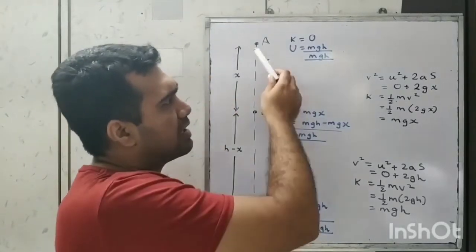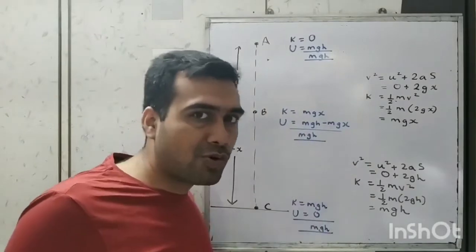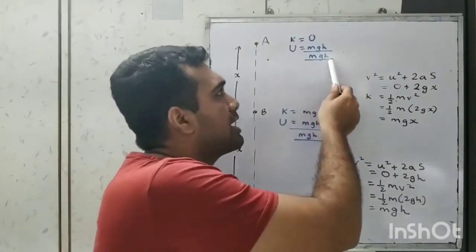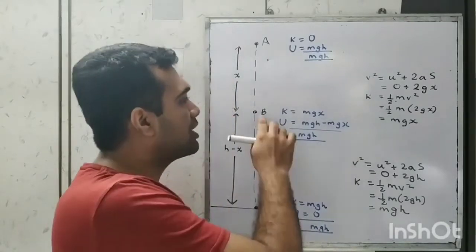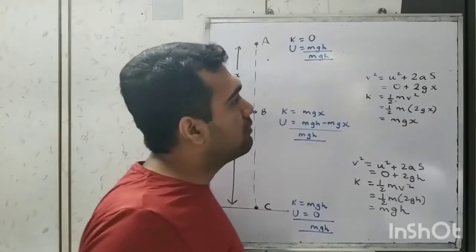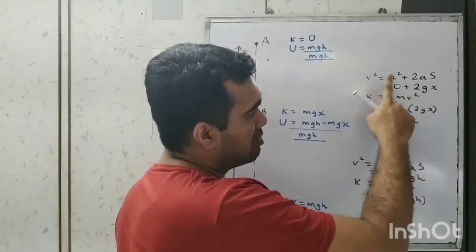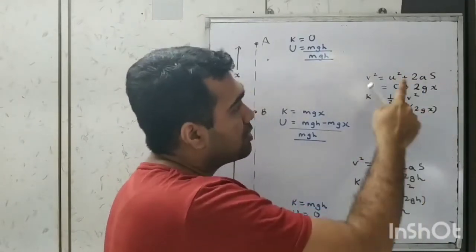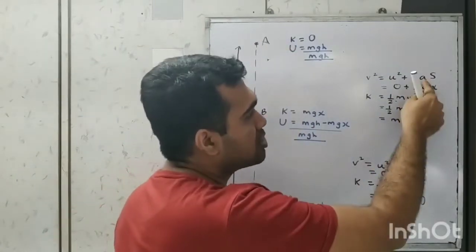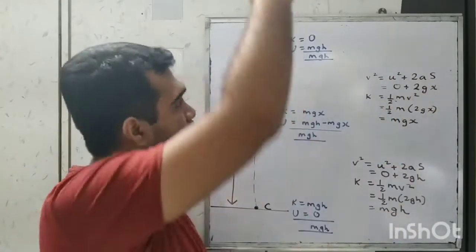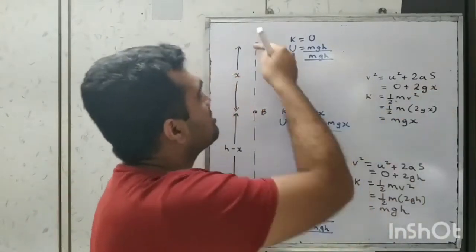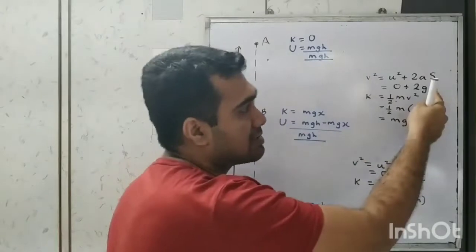Let's start at point A. Here the initial velocity is 0, so the kinetic energy is 0, and the potential energy is maximum, which is mgh. Now at point B, let's calculate the kinetic energy. First of all, according to the equation v square is equal to u square plus 2as, u is 0 because the initial velocity was 0. The acceleration is nothing but g. It is positive acceleration, so no need to put a minus sign here. And the displacement or the distance traveled is x.